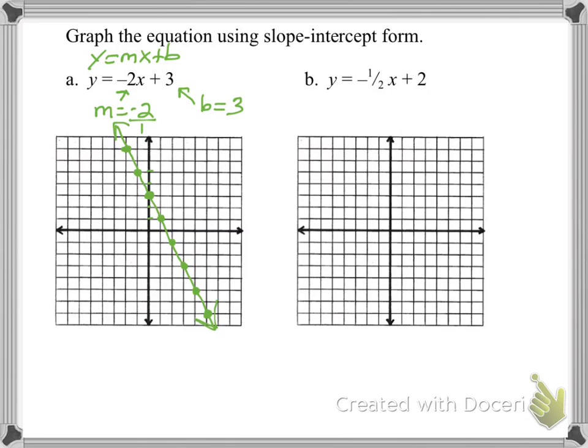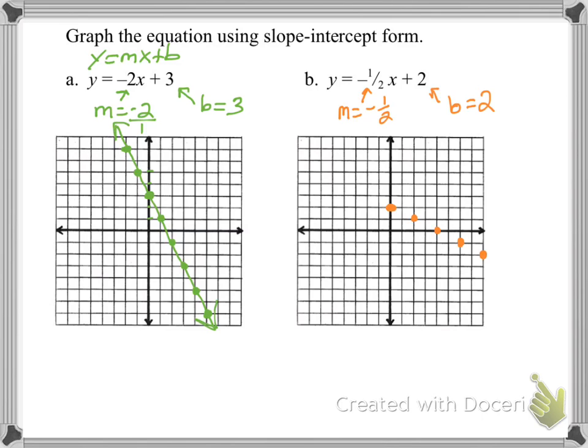Second example here, our slope is a negative fraction, negative 1/2. Our y-intercept is a positive 2. So let's start with that y-intercept, positive 2. Always start with that y-intercept. And then use our fraction for our slope. This time it's a negative 1 and to the right 2. So down 1 and to the right 2. Down 1 and to the right 2. Keep going until you hit the edge of the graph.